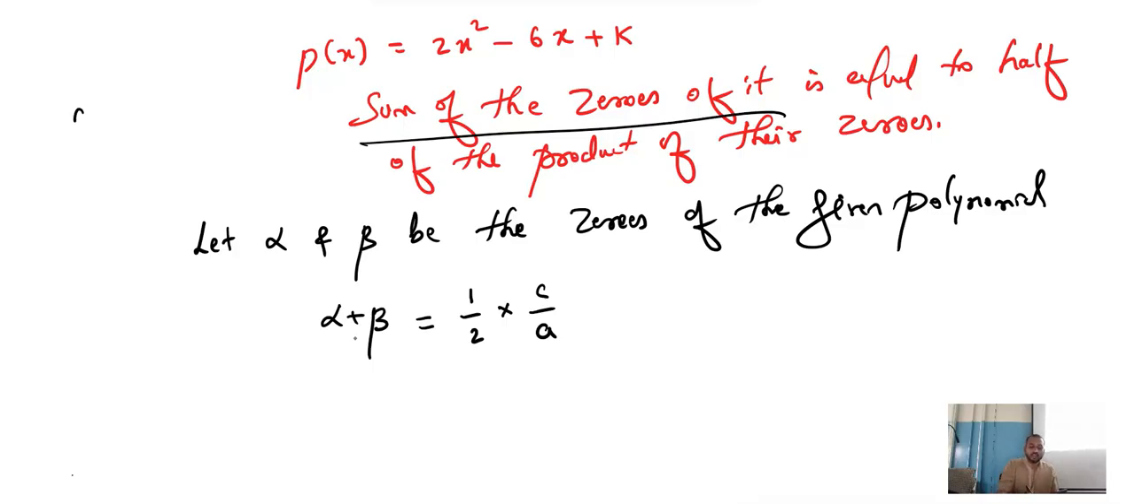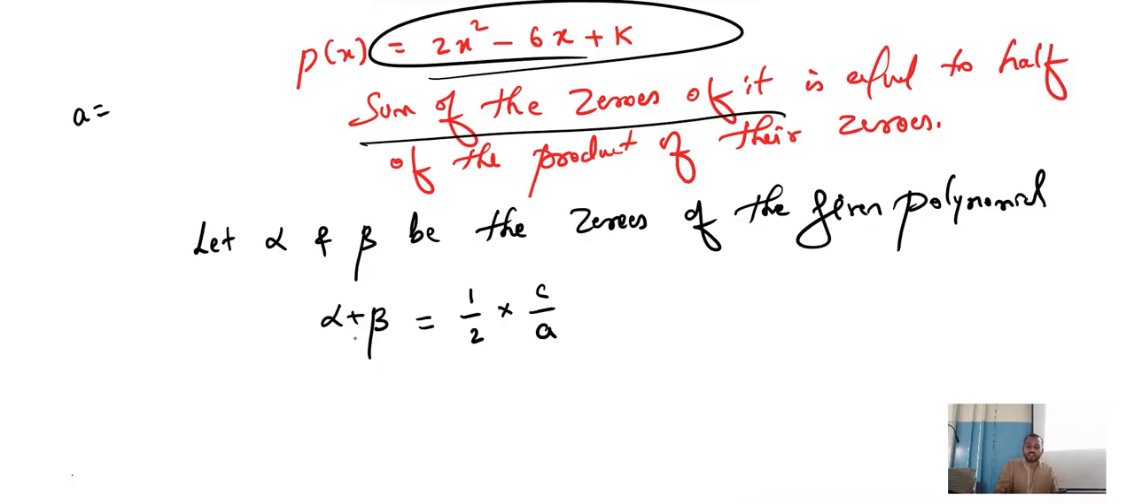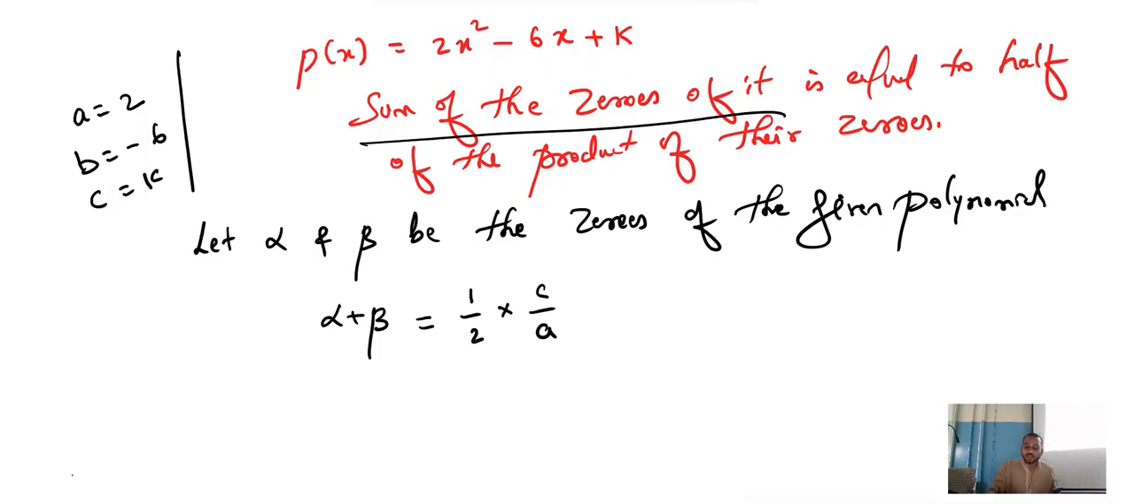In this, what is the value of A? Can you see this? It's in the form of ax square plus bx plus c. The value of A is plus 2. The value of B is minus 6. The value of C is plus K. Is this clear? In place of A we have plus 2. In place of B we have minus 6. In place of C we have plus K.